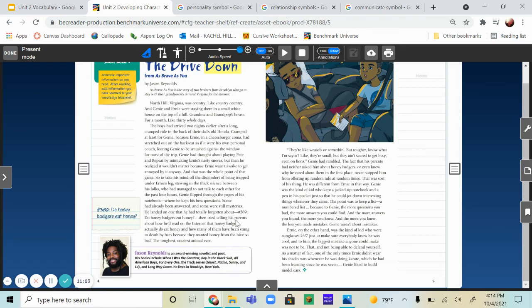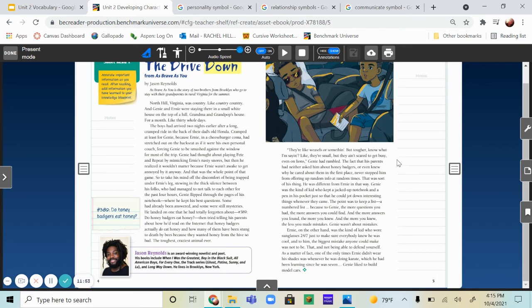"Then tried telling his parents about how he'd read on the internet that honey badgers actually do eat honey and how many of them have been stung to death by bees because they wanted honey from the hive so bad. The toughest, craziest animal ever. They're like weasels or something, but tougher. Know what I'm saying? Like they're small, but they ain't scared to get busy. Even on lions," Jeannie had rambled.